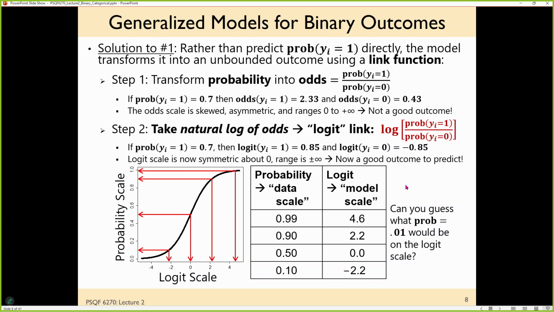So this is your first exposure to the idea of a link function. This is a brand new concept. We're not transforming data, we're transforming the expected value out of the model.